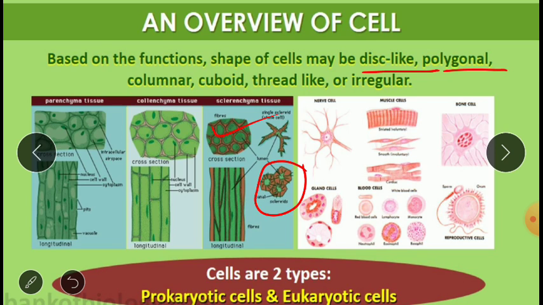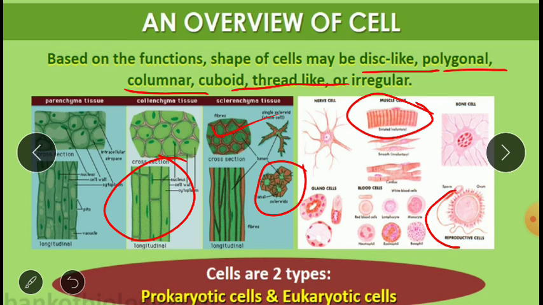Or they can be columnar. You can see these are the columnar cells. They can be cuboidal. You can see these are your cuboidal cells. Or they can be thread-like. Thread-like cells are thin cells. Here you can observe these are thread-like, or even these are longitudinal thread-like. So they can be of any shape. They can also be of irregular shape. So these are certain types of cells based upon their function, what they are performing.